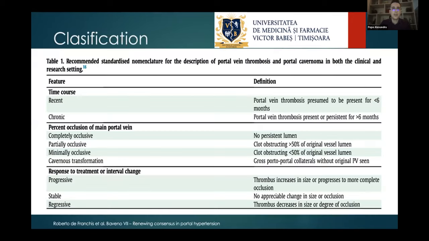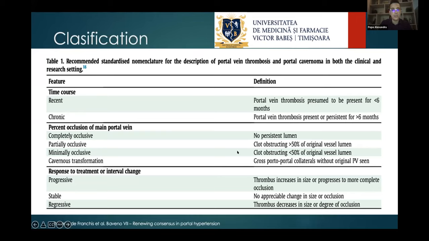The latest Baveno consensus recommended a standardized classification of portal vein thrombosis by taking into consideration the time course, the percent of the occlusion, and the interval change. So if you look at the time course, we define a recent portal vein thrombosis as a portal vein thrombosis that is presumed to be present for less than 6 months, and the chronic one, if it's present or persistent above 6 months.